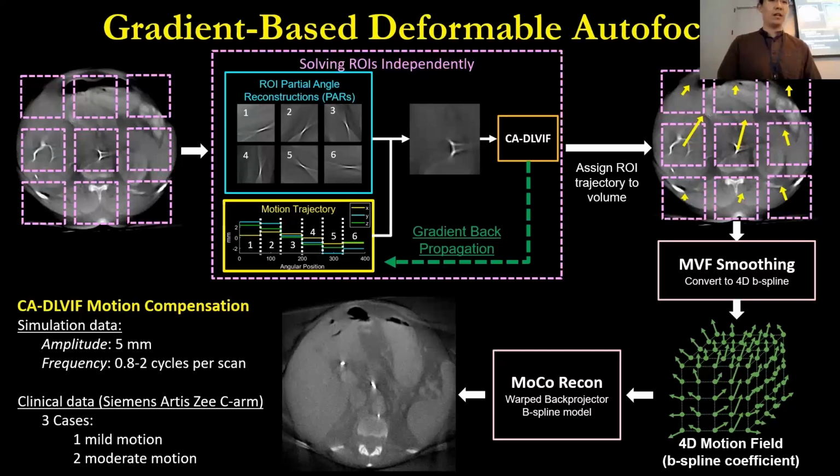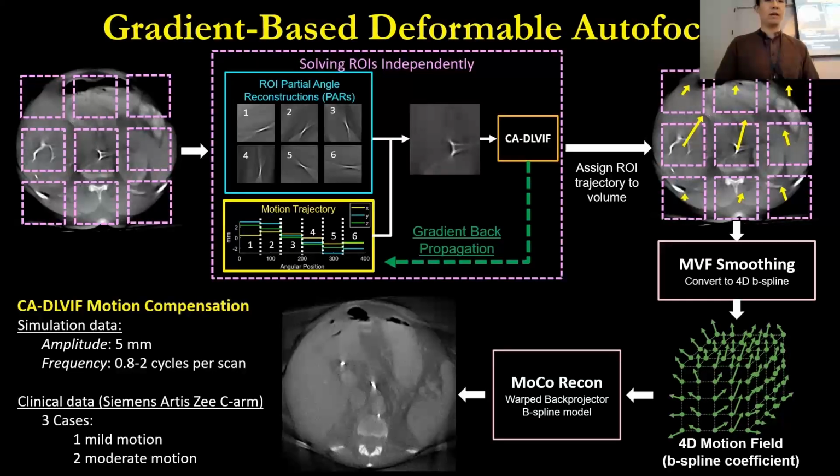As you can see here, we have 6 partial angle reconstructions, and our assumption is that within each partial angle reconstruction, the motion is rigid and constant. Therefore, we can assign each rigid motion trajectory to each of the partial angle reconstructions as shown here. Once rigid motion is applied to each of the partial angle reconstructions, we sum them together to form a motion compensated image, which will then be fed into the network to calculate the DLVF value.